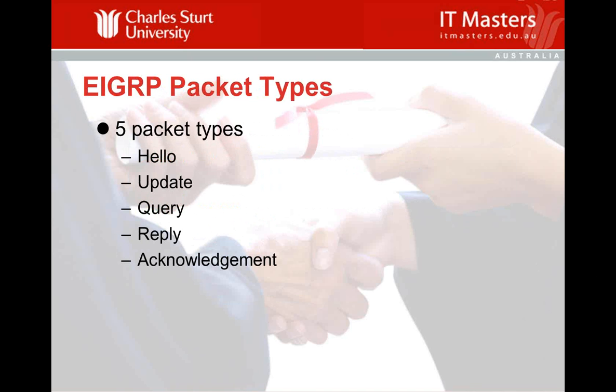Remember earlier we were talking about how EIGRP uses RTP to ensure reliable delivery. Delivery is guaranteed by using acknowledgements. Again, this is a typical TCP-style acknowledgement. Hello packets are sent with no data other than an acknowledgement number. Acknowledgements are always sent as unicasts. So the following packet types, updates, queries and replies, employ RTP to ensure reliable delivery via the acknowledgements.